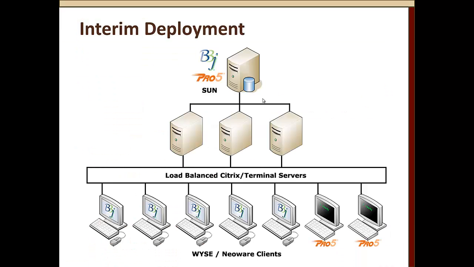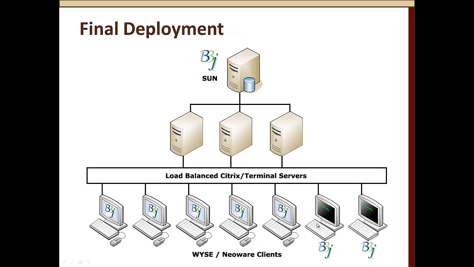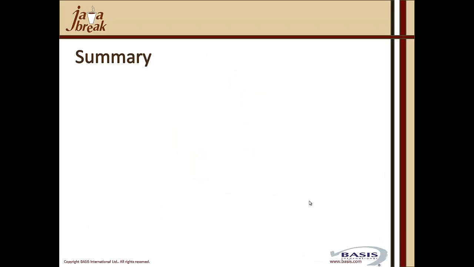So the interim deployment looks like this, with BBJ and Pro5 running on the same server, and load balanced Citrix terminal servers powering a multitude of desktops, either running BBJ or running Pro5 in a character-based environment through Wise or NeoWare clients. The ultimate deployment will remove any reliance on Pro5 in the system and still deliver some character-based, but slowly migrate across to the GUI by virtue of some of Barista's functionality.